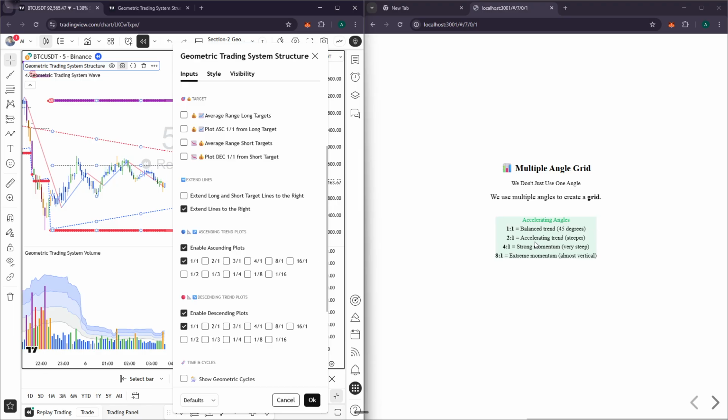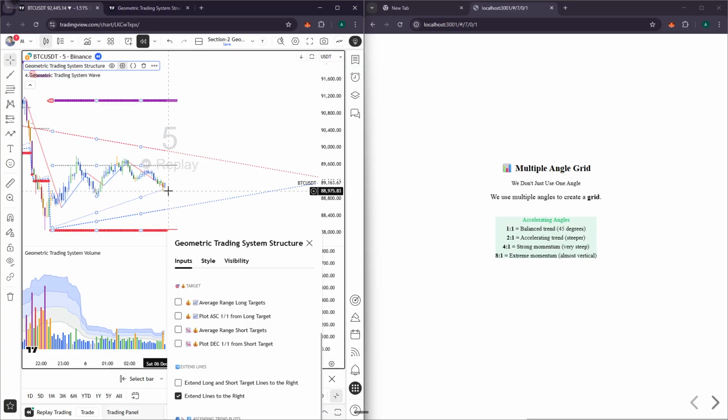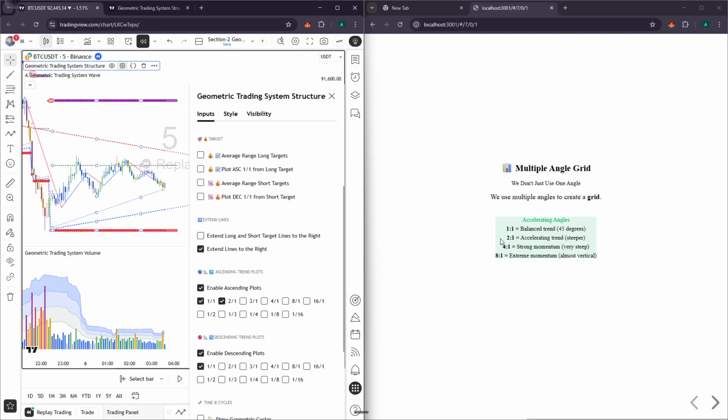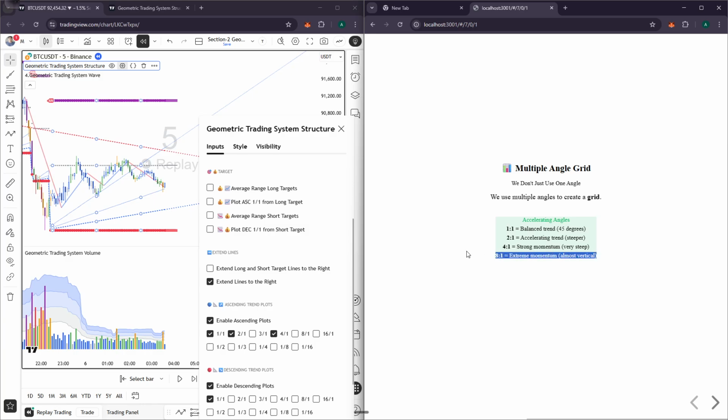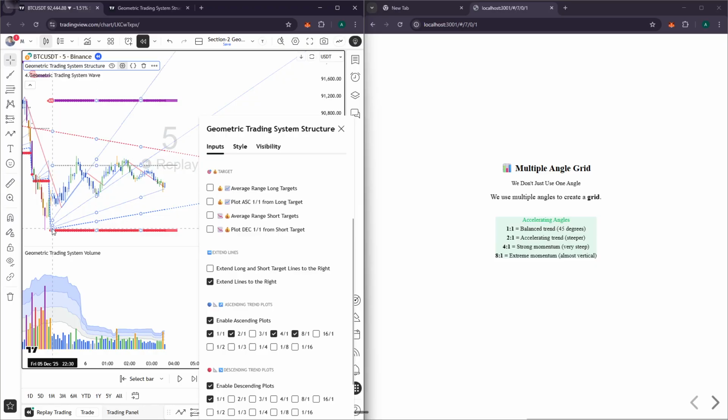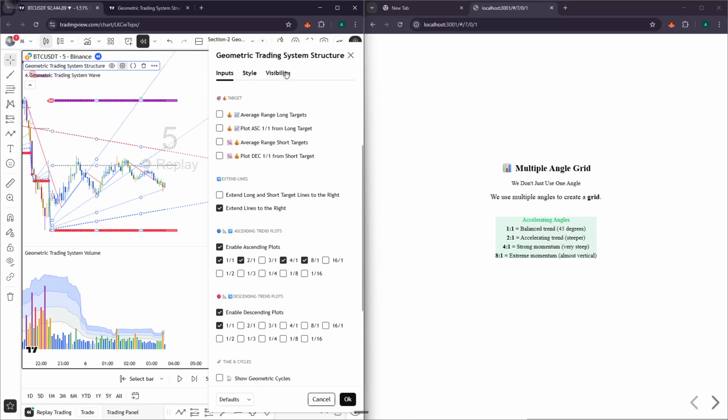I'll add this 2 by 1 accelerating trend. You see, this one is steeper. So you'll see the 2 by 1 happening here, and the market is around here. We can add 4 by 1 as well: strong momentum, very steep. When I add 4 by 1 it will appear here. As soon as it hit, the market just accelerated upside. And then 8 by 1, this is extreme momentum, almost vertical.